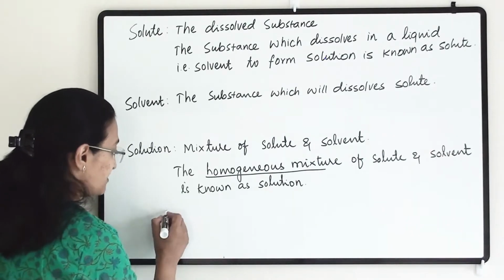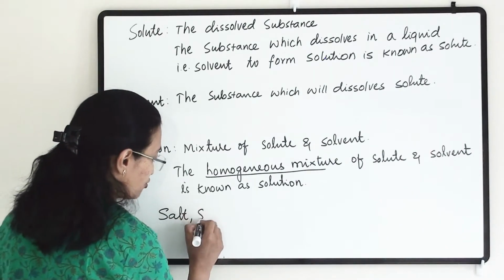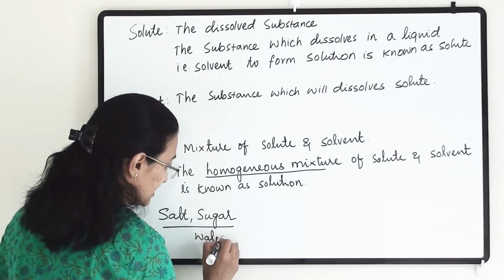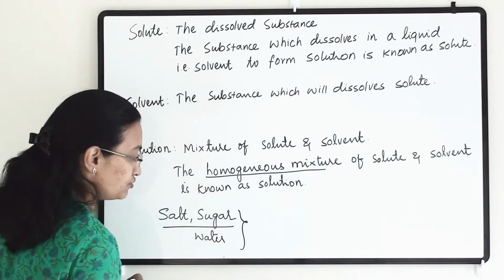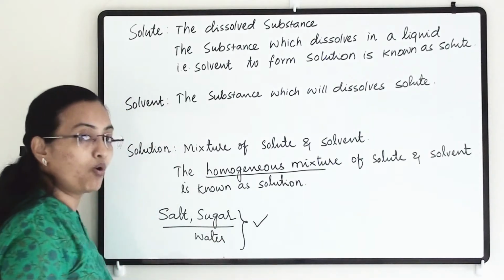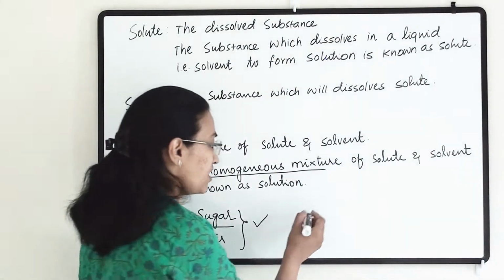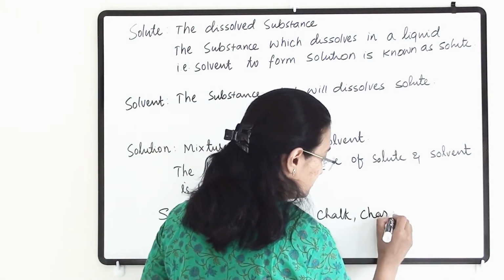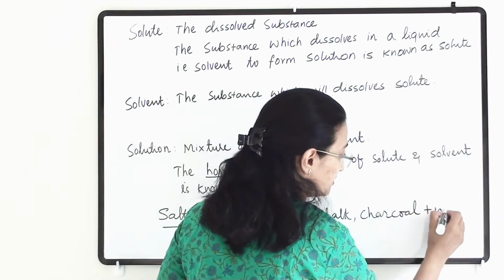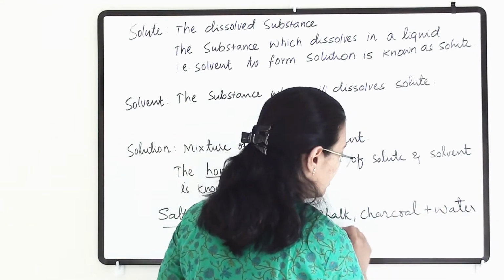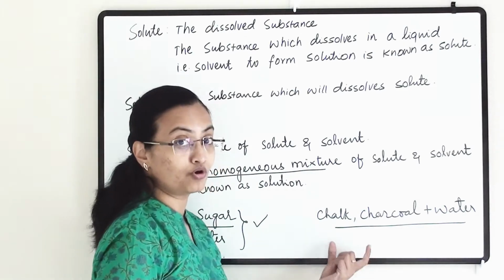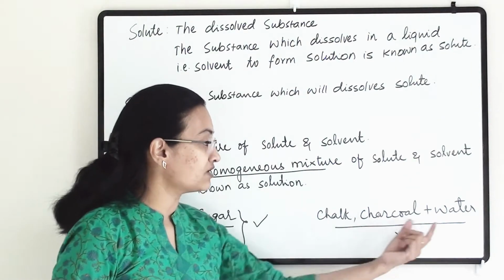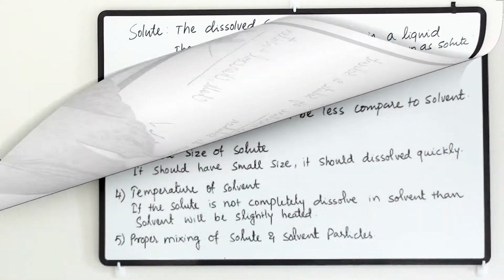For example, if we are dissolving salt or sugar, it will get completely dissolved in water and form a homogeneous solution. So they are called solutions. But if you are adding chalk dust or charcoal to the water, then it will not make a homogeneous mixture or homogeneous solution. So they are not a solution because they will not get dissolved in water.